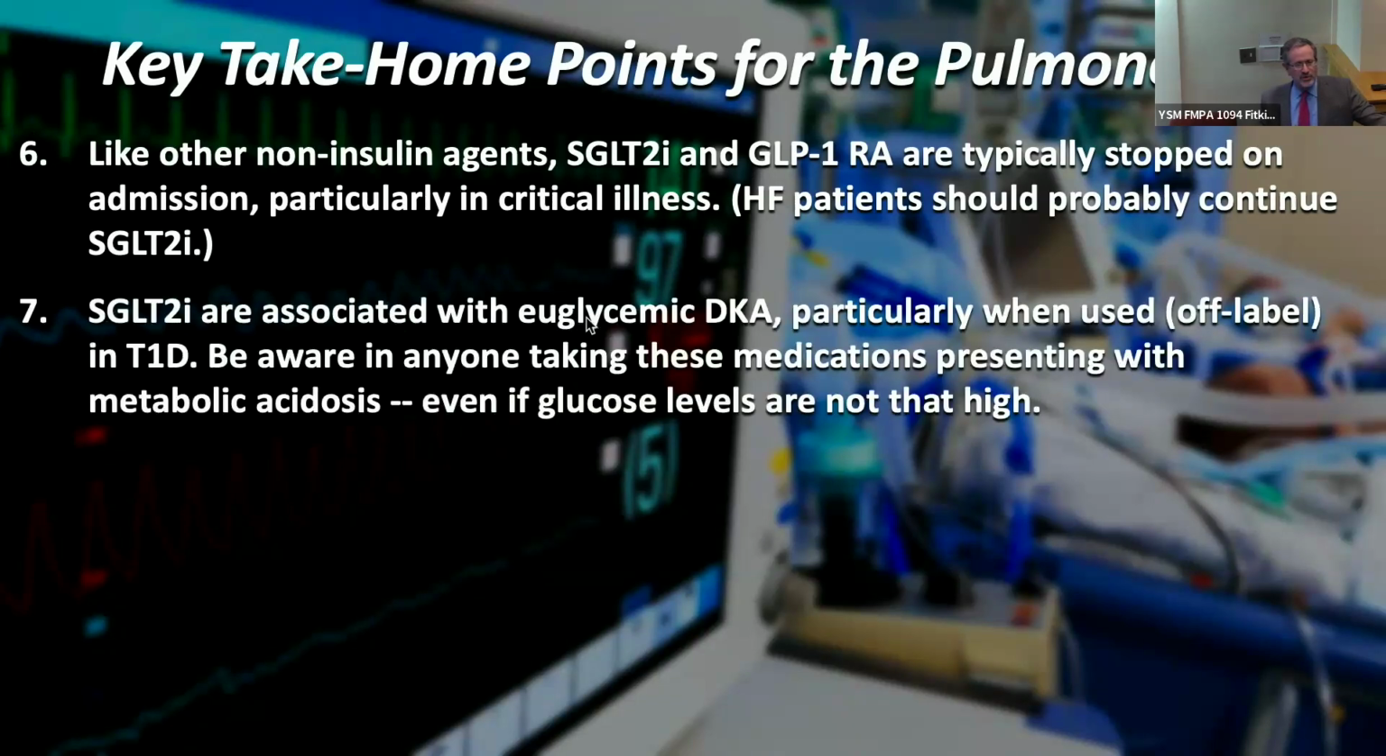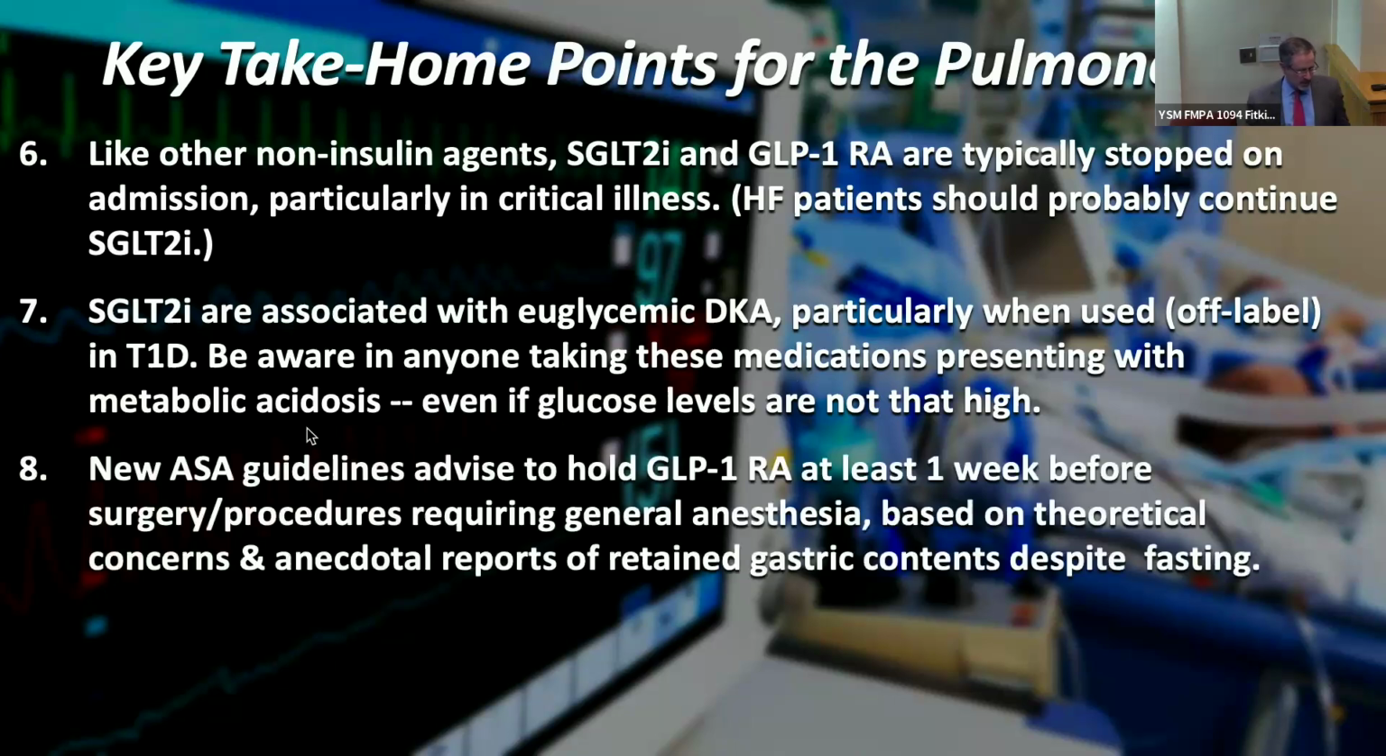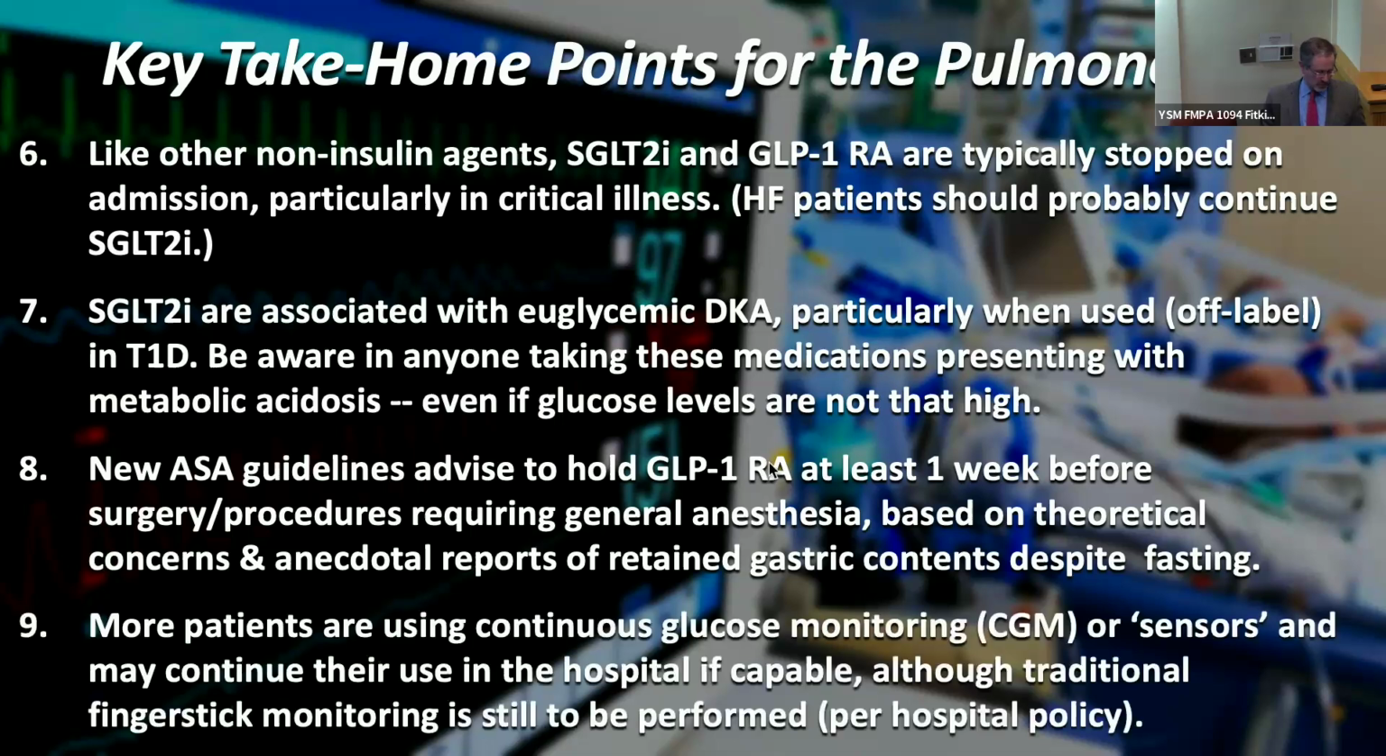Remember that SGLT2s are associated with euglycemic DKA, particularly if used off-label, and I'm not recommending that, in type 1 diabetes, where they actually work in terms of better glucose control and weight loss, but the safety issues are paramount in those circumstances. So you just need to be aware in anybody who presents with a metabolic acidosis who is taking these medications, even if their glucose levels are not that high, because they could have euglycemic DKA. We talked about the new ASA guidelines about holding the GLP-1s at least a week before surgery.